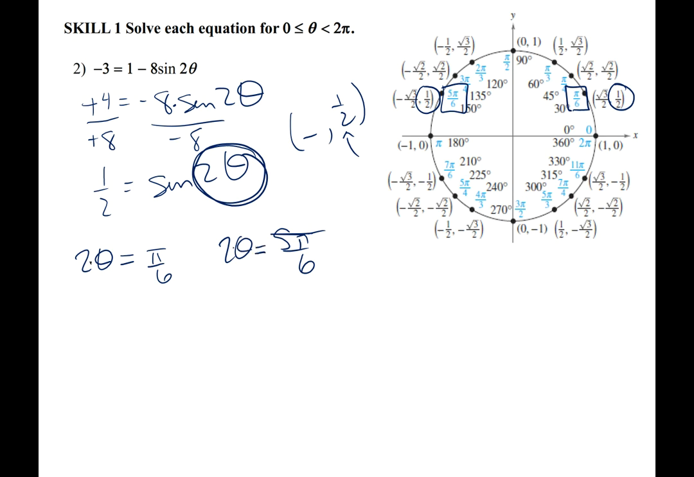Then I need to get this 2 to the other side. Right now it's under multiplication, so we divide. But remember, dividing by 2 is the same as multiplying by 1/2. So I'm going to multiply both sides by 1/2. We got theta equals, multiply across the top and across the bottom, pi/12. And theta equals, because these crossed out, 5 pi/12.